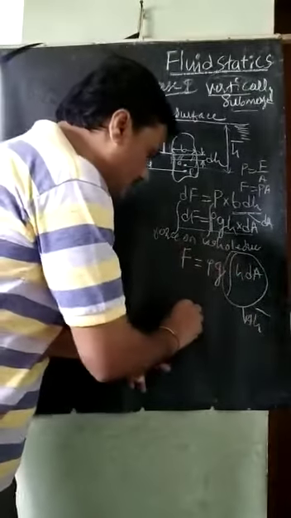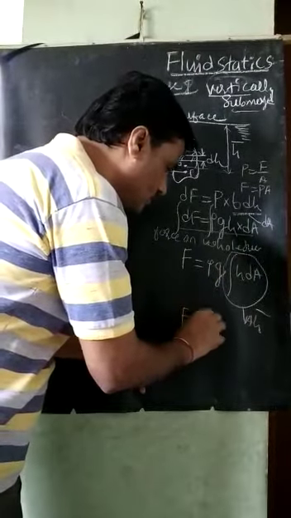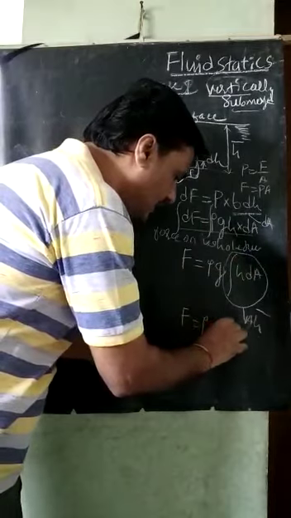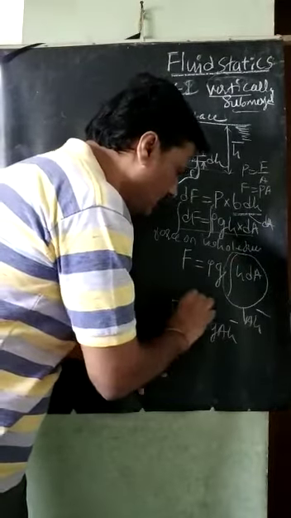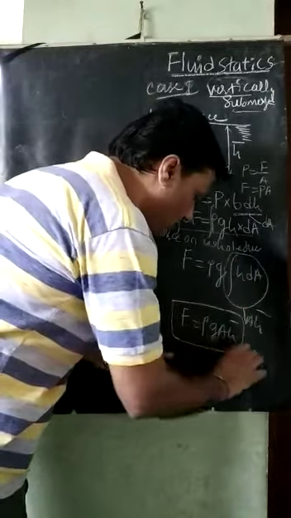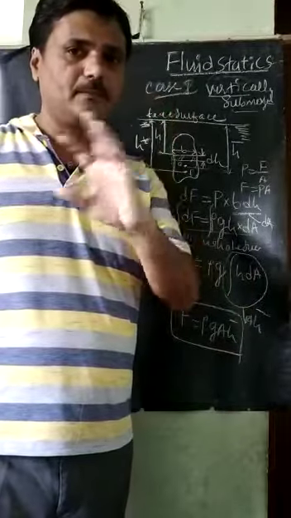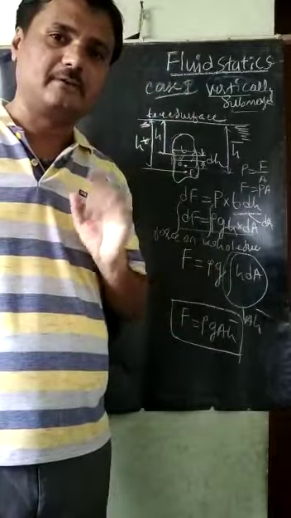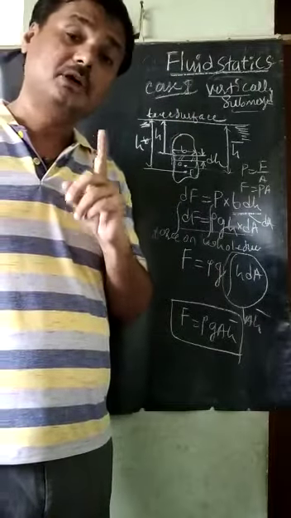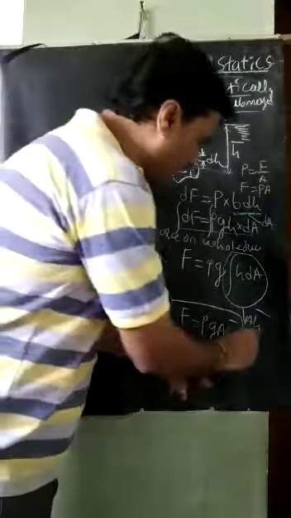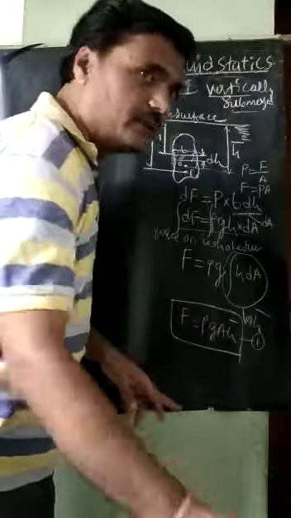So if I write this now, F is equal to rho g A h bar. This is the pressure force which is applying on the plane surface by the static fluid when it is submerged vertically. Call this equation number 1.